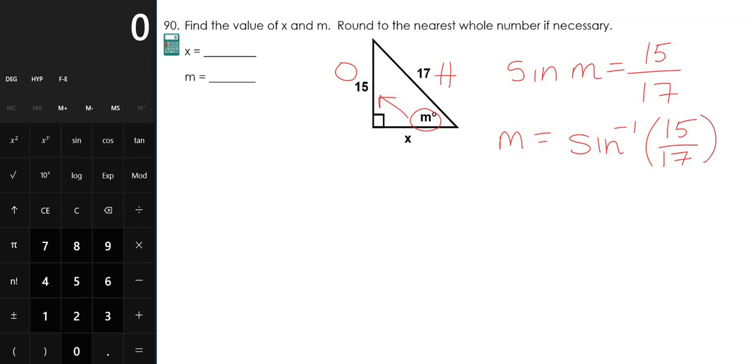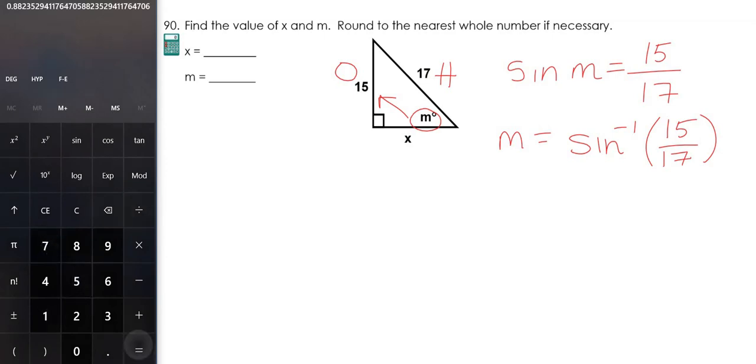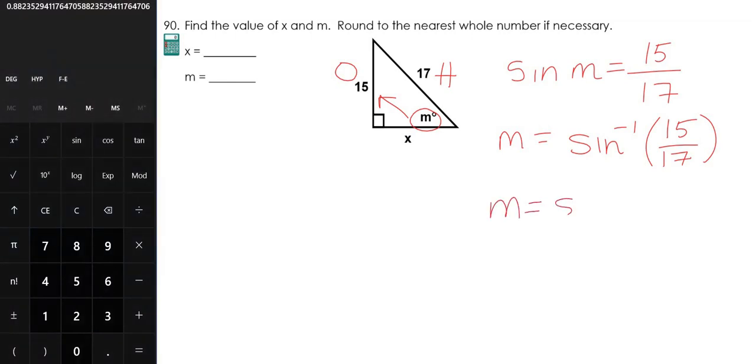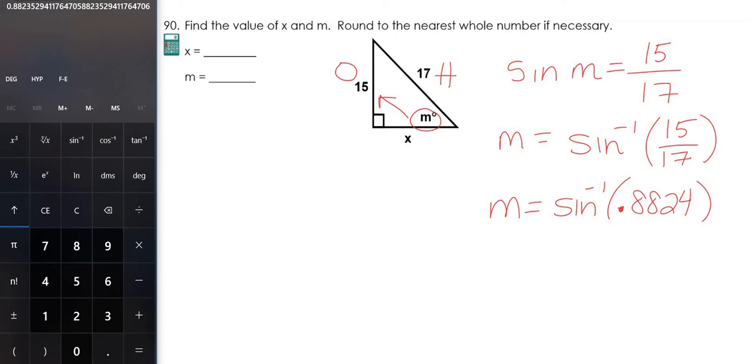So in the calculator, you want to get 15 divided by 17 first. 15 divided by 17. So it's 0.8823. So in other words, to get m, you're taking the inverse sine of 0.8824, and it'll continue going. And whatever you get when you take that decimal and you take the inverse sine is your angle. So to do the inverse sine in the calculator, you're going to have to hit the second button. For me, it's this upwards arrow. So second, then you see that sine to the -1 pop up.